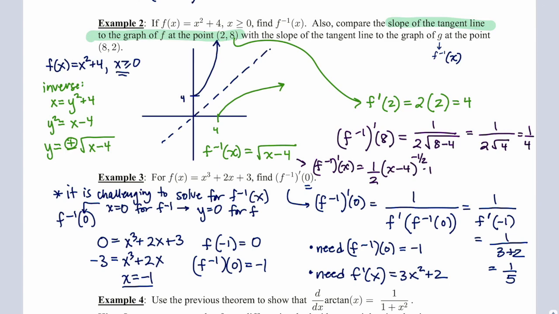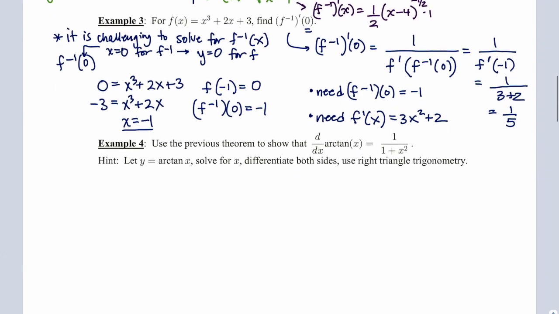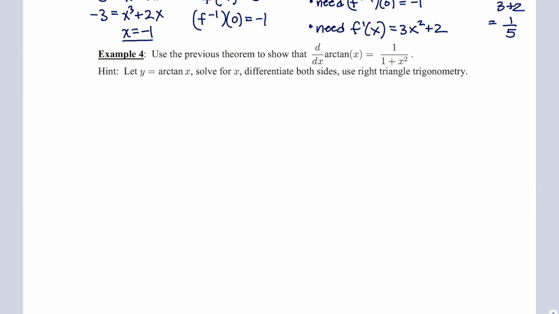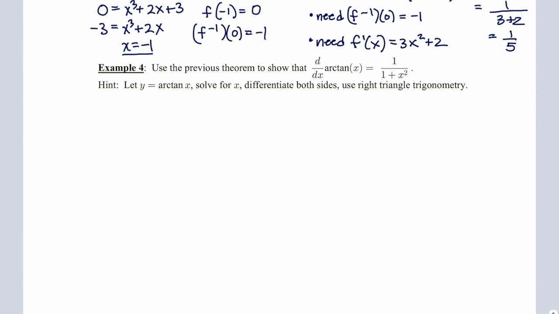Okay, now to the real task at hand. We're hoping to find the derivatives for a family of functions whose derivatives we don't know yet, which would be the inverse trig functions. So let's find the derivative for arctangent of x. All right, so the derivative for arctangent of x we're hoping to show is 1 over 1 plus x squared. And the hint is let y equal arctangent of x. We're going to solve for x, differentiate both sides, and then use right triangle trigonometry.